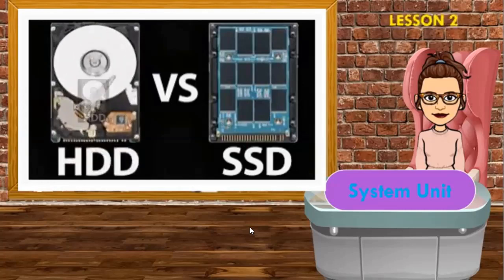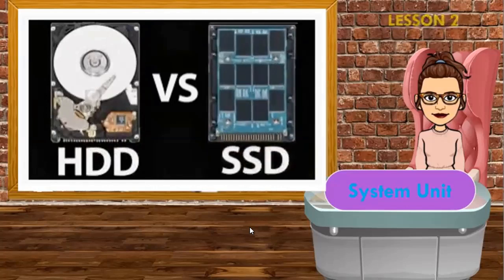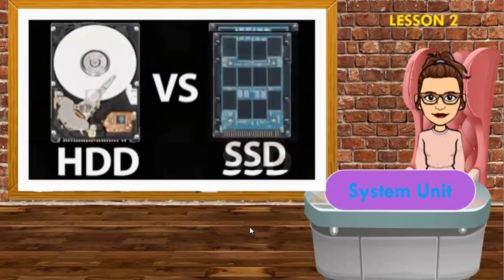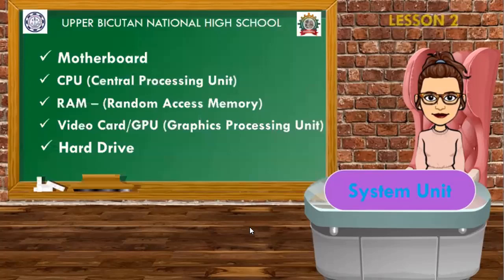Okay, a hard disk drive is an old school storage device that uses mechanical platters and a moving read or write head to access the data. While the solid state drive, or the SSD, is a newer and faster type of device that stores data on instantly accessible memory chips. Your needs will dictate which storage drive will work best for you. So those are the key or important components found inside the system unit. We have the motherboard, CPU, RAM, video card, and hard drive.